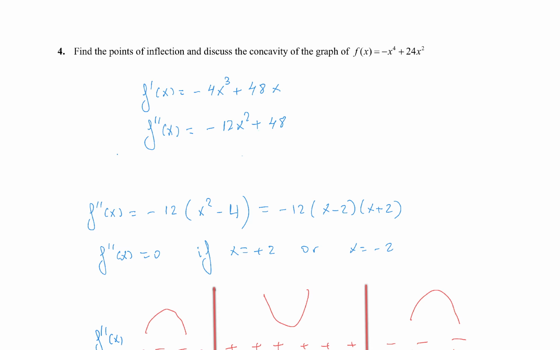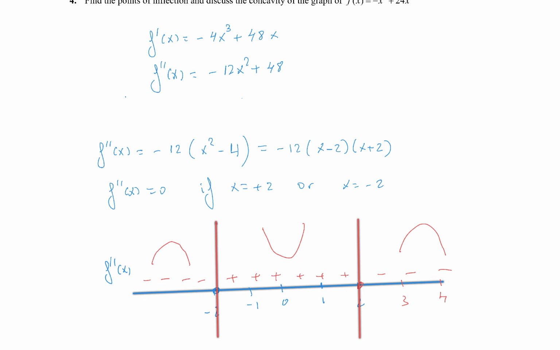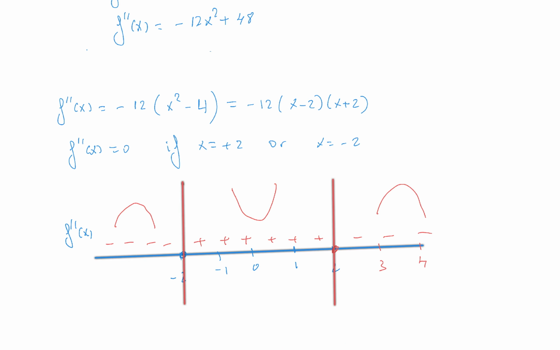The second derivative of f(x) can be factored like minus 12x squared minus 4, which can be factored like minus 12 multiplied by (x minus 2) multiplied by (x plus 2). So the second derivative is 0 when x equals 2 or when x equals minus 2. So we have two possible points of inflection, minus 2 here and 2 here.